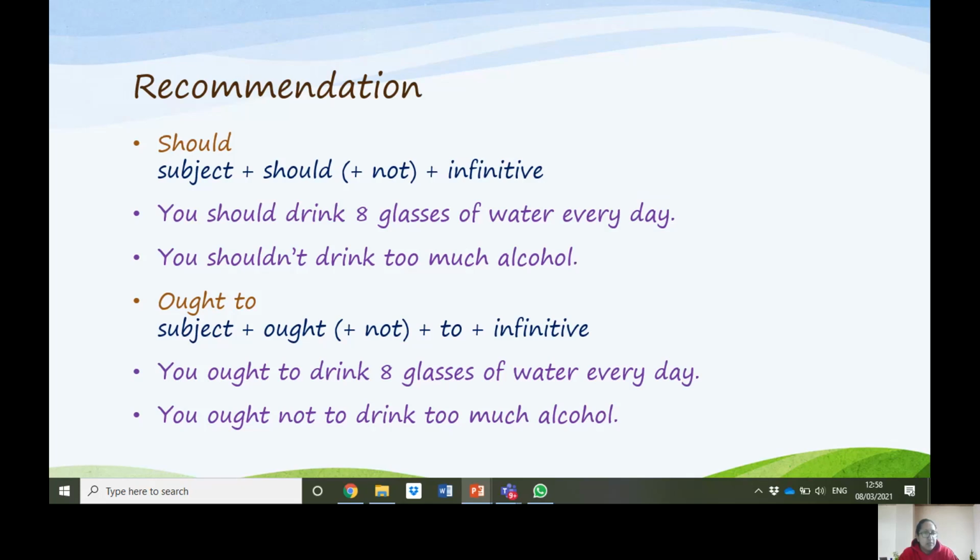Ought to is a little more formal than should, and it's not commonly used in America. We use it a bit more in Britain, but should is by far the most common modal verb to give advice or a recommendation. In the negative form, should not can be contracted to shouldn't, but ought not, don't contract it to oughtn't. We say ought not to in the full form.